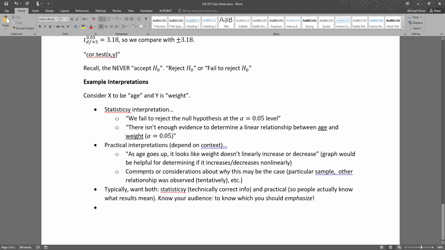And again, in this class, I'm going to want you to provide both so that you can get some practice working on both. A statisticsy interpretation, being technically correct, is actually very easy, because you almost just copy and paste except for your situation and your conclusion. The practical interpretations you have to think about a little bit more, and again, that's good practice.